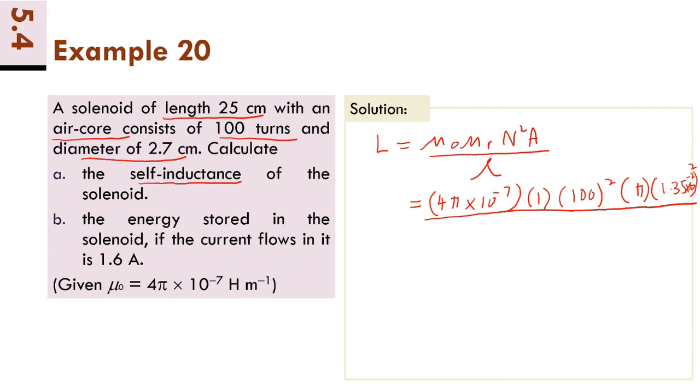Alright, then divide by length. Length is given 25 times 10 negative 2, so convert centimeter to meter. Then just calculate using calculator. So we will get the answer, 2.88 times 10 negative 5 Henry. Alright.